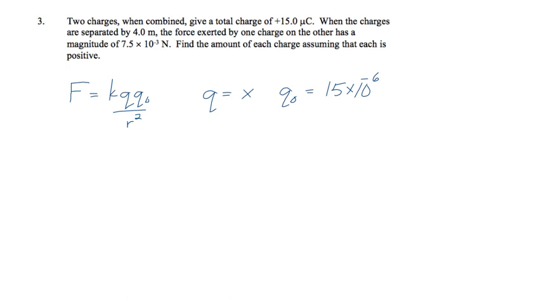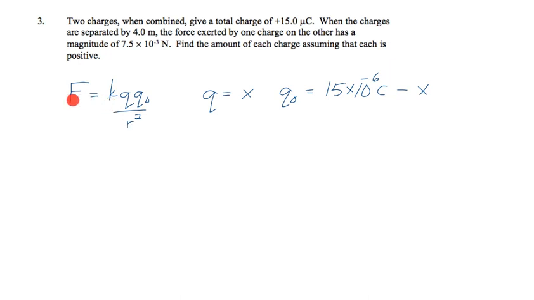Now, let's see. I guess I'll put the units in here. So coulombs minus x. So if they give me the total, then I call one x and the other's the total minus that value. Because if I add them together, they will add up to 15 times 10 to the negative 6 coulombs. So now that I have that, the rest of it's a math problem. And actually, the math is going to require you to use the quadratic formula.